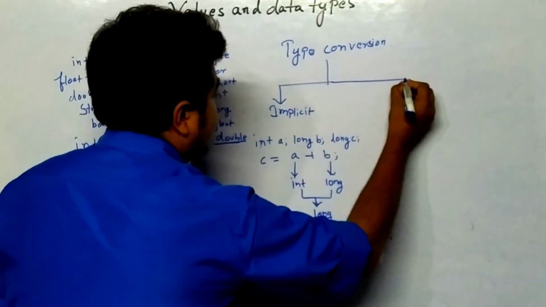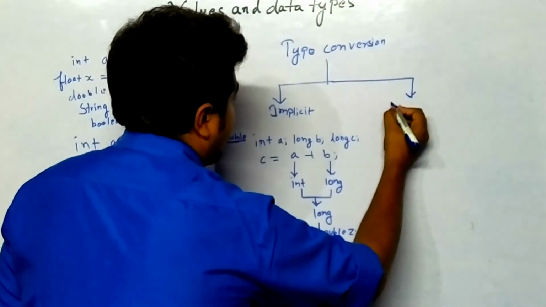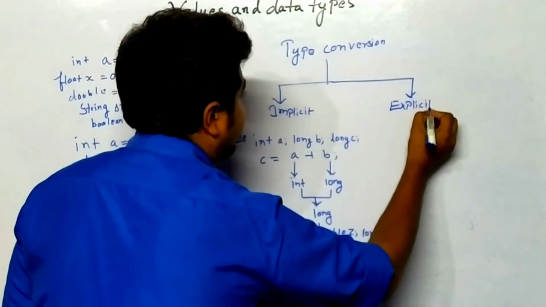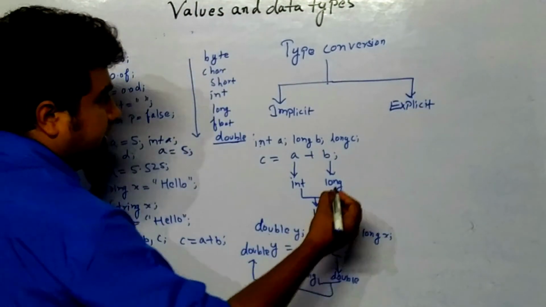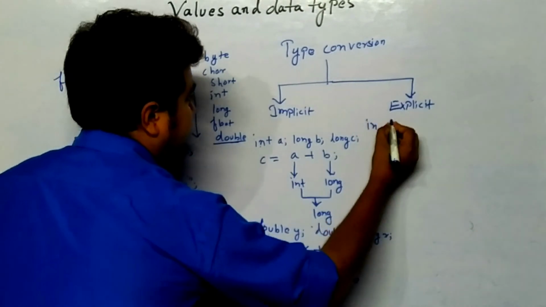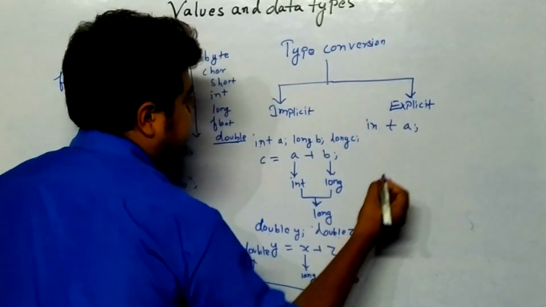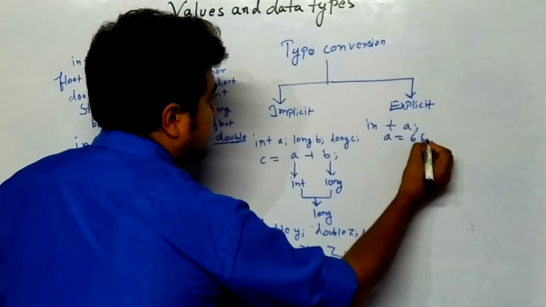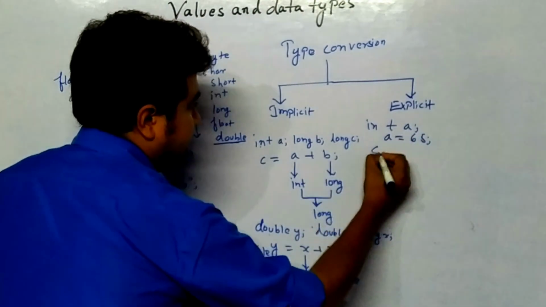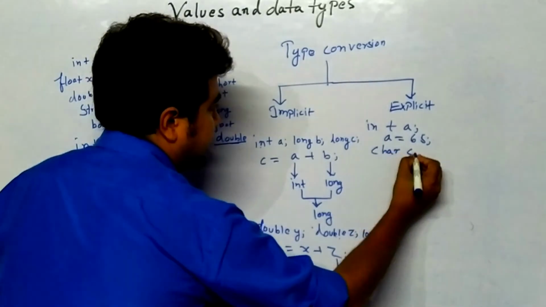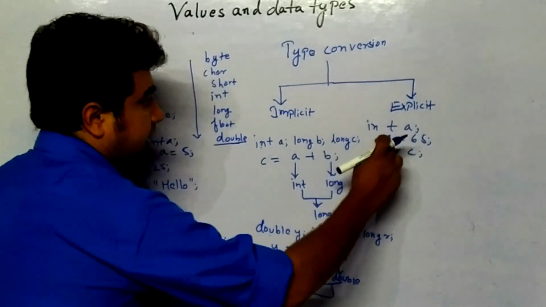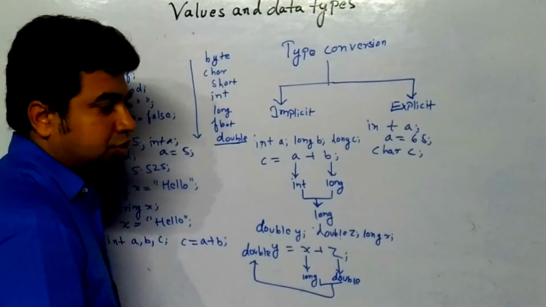And the other type is explicit. Explicit means we are applying changes. Like it is given int a, a is equal to 65. Now you want a char c. I am writing char c. Now you want that a will be converted into character.